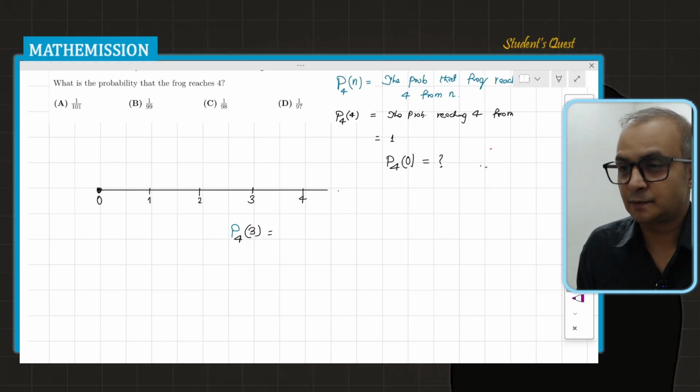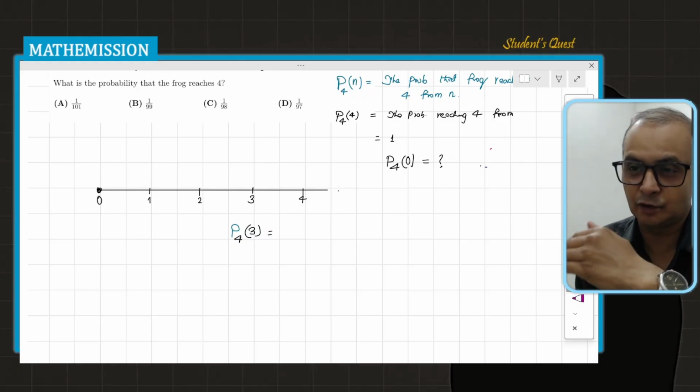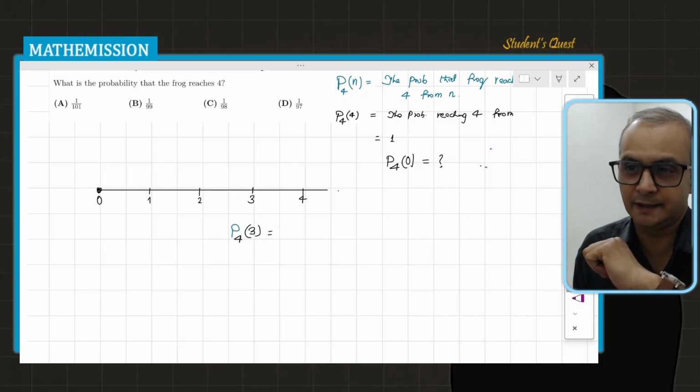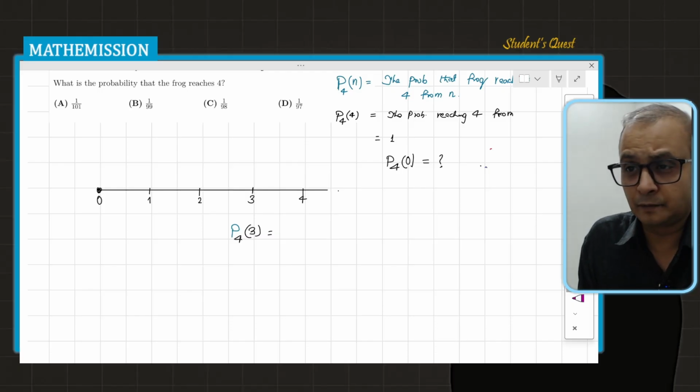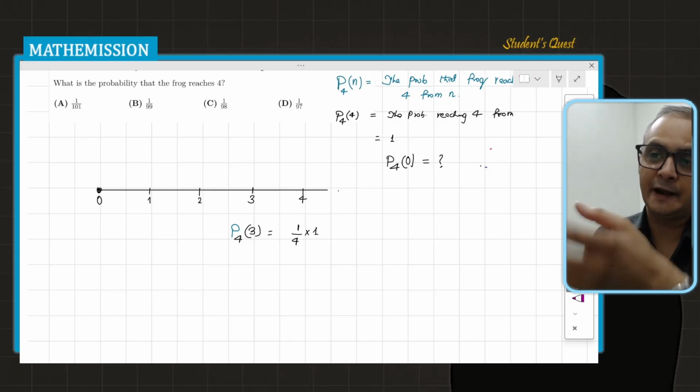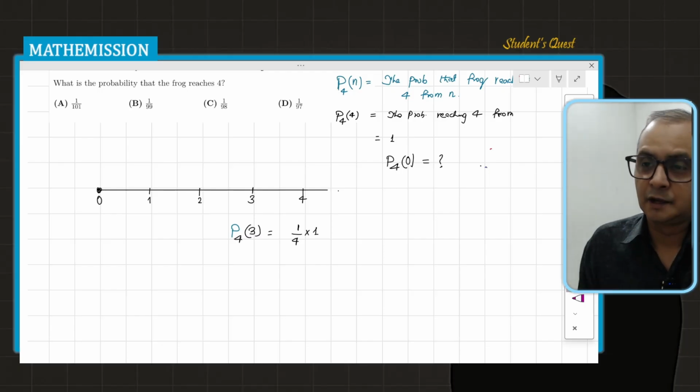So from the position number 3, there will be 3 chances, means 3 situations or 3 cases we can say, or 3 choices the frog has. The first choice, it can go to the position number 4 with the probability of 1 by 4, and when it reaches there, it has achieved its goal. So the probability of achieving the position 4 being at 4 is 1. So therefore this is 1 by 4 into 1.